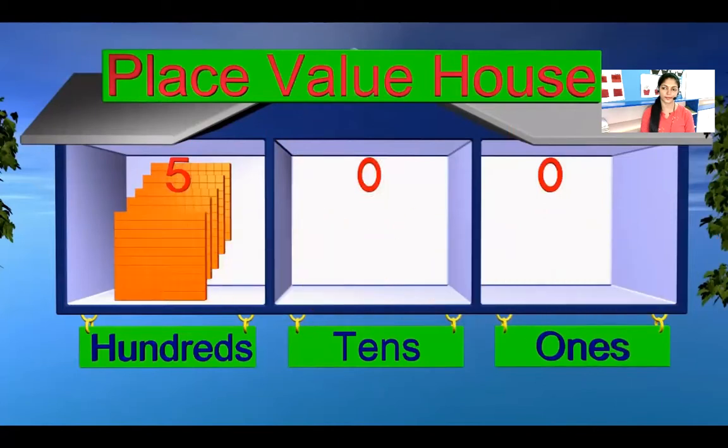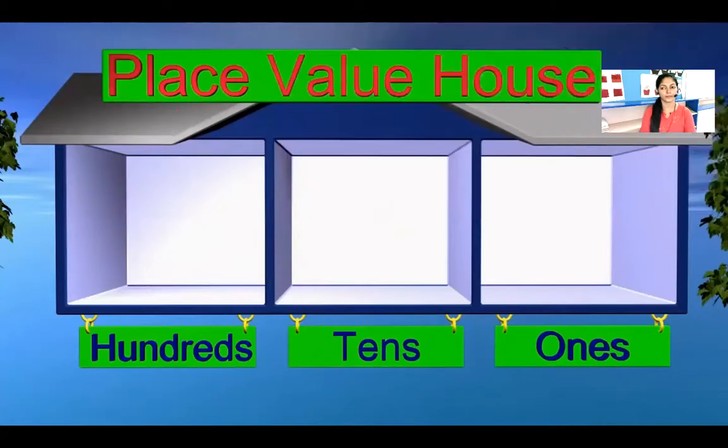If we compare 500 to 50, we can easily see that 500 is a lot more than 50. So a 5 in the hundred spot is a lot bigger than a 5 in the 10 spot. It's very important to pay attention to which spot the numbers are in because this changes the value of a number. Let's look at another one.